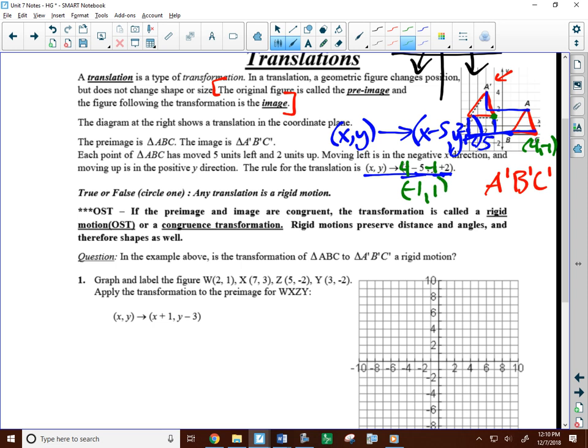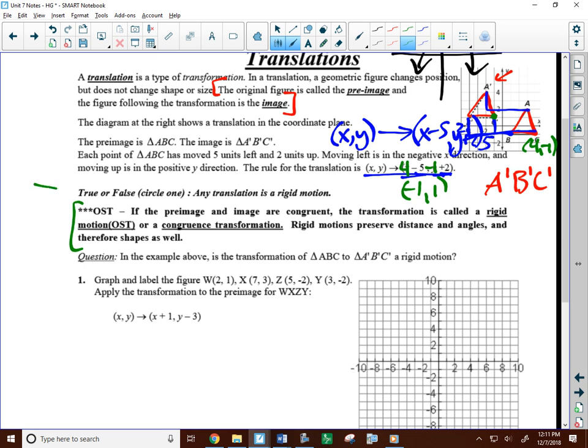Plotting that point. Okay, so I'm saying translations, yes, it's probably just going to be easier to count. But I'm also saying that being able to follow this rule is important too. Let's see, anything else I can clarify on that?